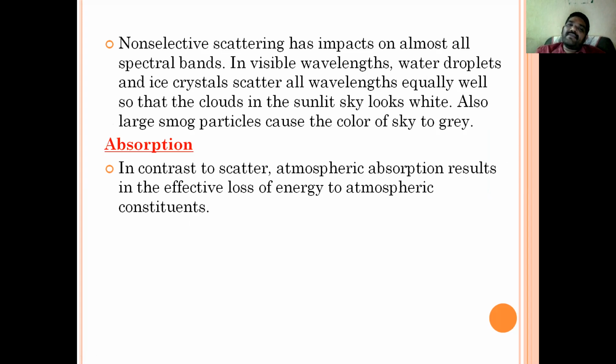Apart from the scattering of the light, one more phenomenon you may observe, that is absorption. Absorption is in contrast to scatter. Scatter means it is being diverted into different directions. Absorbing means it is being consumed into one particular point, one particular phenomenon, which is called absorption with respect to this particular incident. In contrast to scatter, atmospheric absorption results in effective loss of energy to atmospheric constituents.